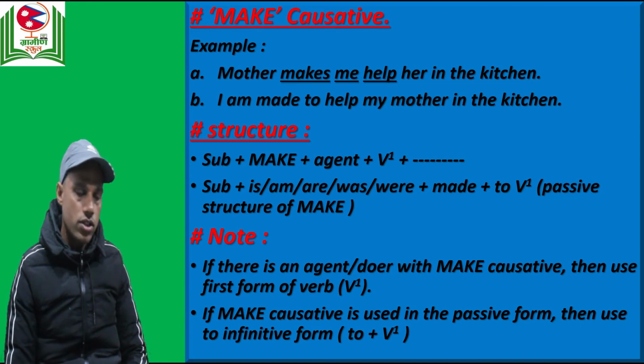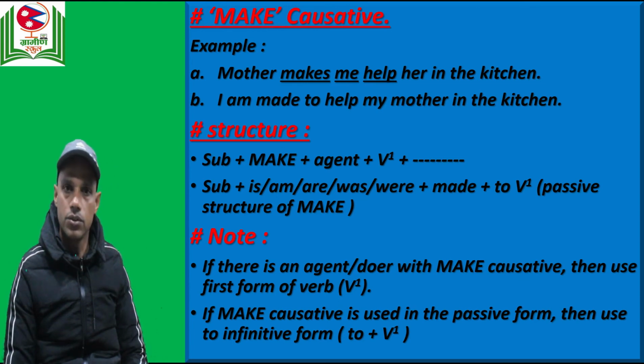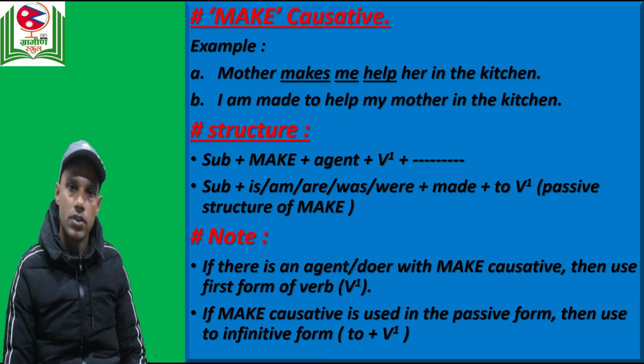Now we have the structure for this. You can notice over here, we have two structures for make causative. The first structure is with agent. If there is an agent, we use verb 1 form. You can see there, subject plus make plus agent plus verb 1, right? But the second structure is in passive form, for example, subject plus is, am, are, was, were plus made. Then we have to infinitive form, that is to verb 1 form. So in case of passive form of make causative, we use to infinitive form.